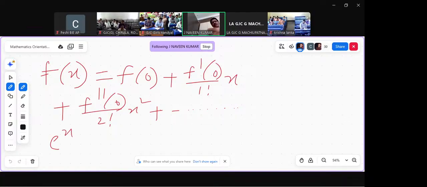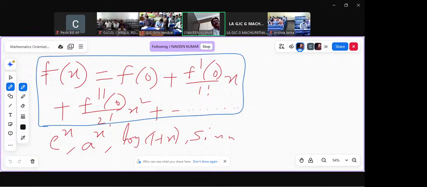You can write a power x, you can write e power x, even log 1 plus x expansion also, as well as sin x also. A very useful formula of this is, if the student forgot the expansion, then simply the student can write this formula and apply f of x. Suppose e power x expansion, just the student can write e power x in place of f of x. Just apply, you will get the answer without any doubt.